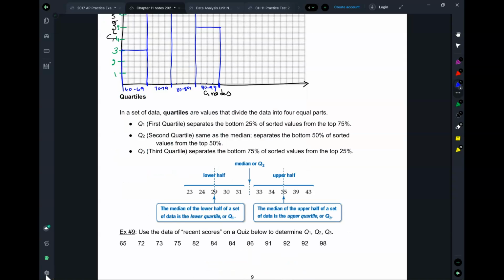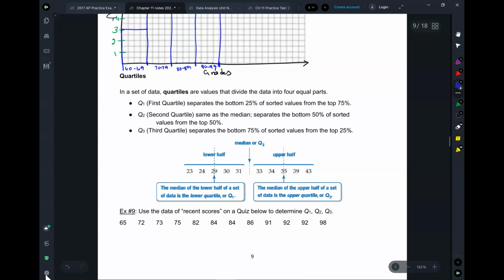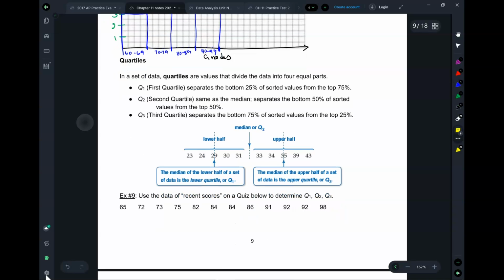If I had some test scores, and if I sorted the test scores from lowest to highest, and if I divided it into 4 equal parts, what I've done is divide it into quartiles. That's all quartiles are. Q1, we call it the first quartile, is basically the bottom 25%. Q2, the second quartile, is the bottom half, 50%. Q3 is the bottom 75%.